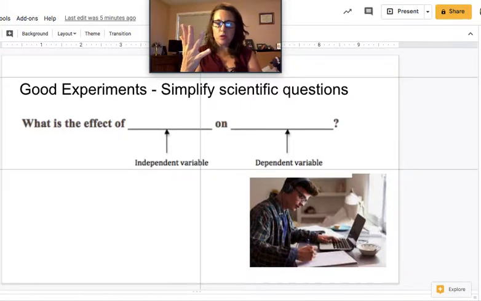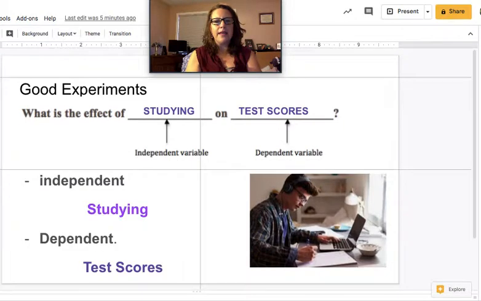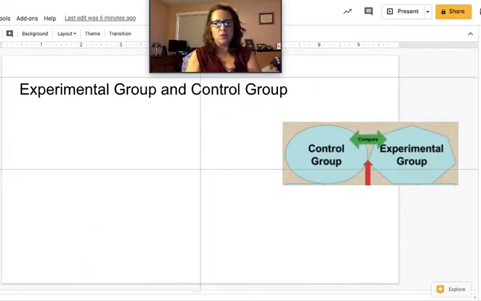So in this case, we're trying to see if studying affects the student's grades. So your independent variable would be studying, because we're trying to see what is the effect of studying on, and in this case, their grades or their test scores. So what is the effect of studying on test scores? In this way, it's very easy to identify the independent and the dependent variable. The independent is studying and the dependent is test scores.